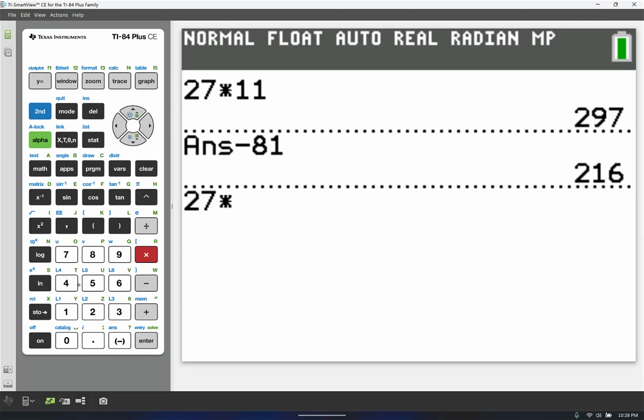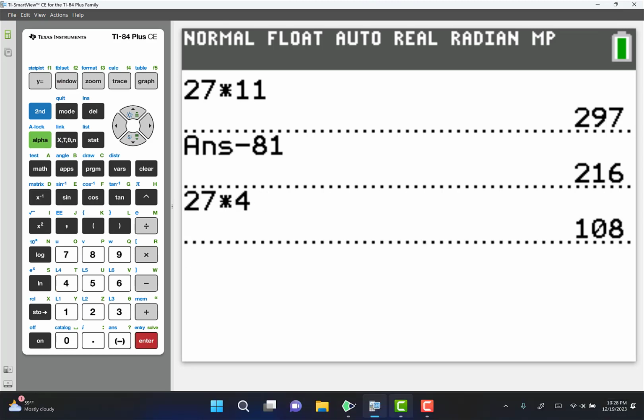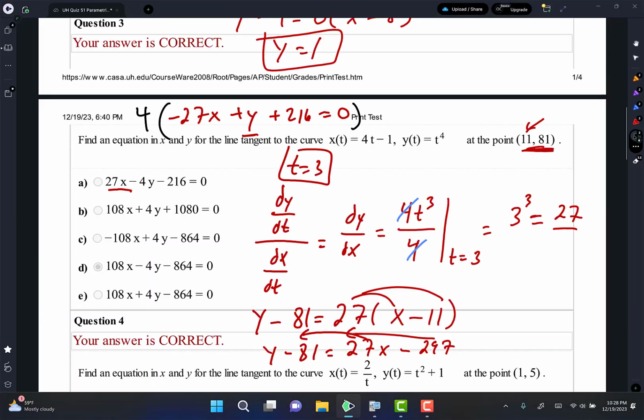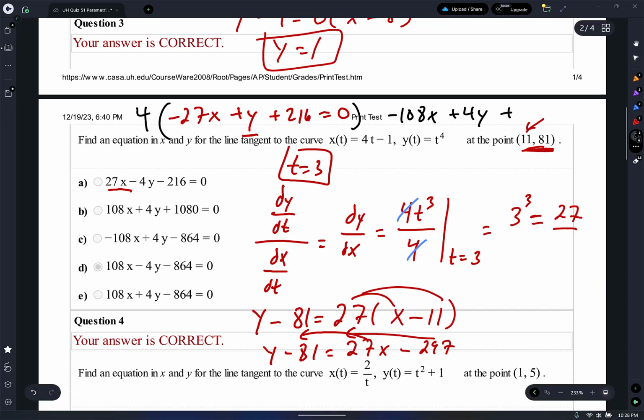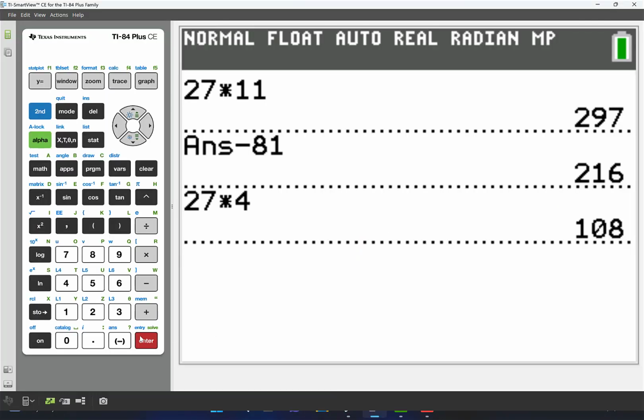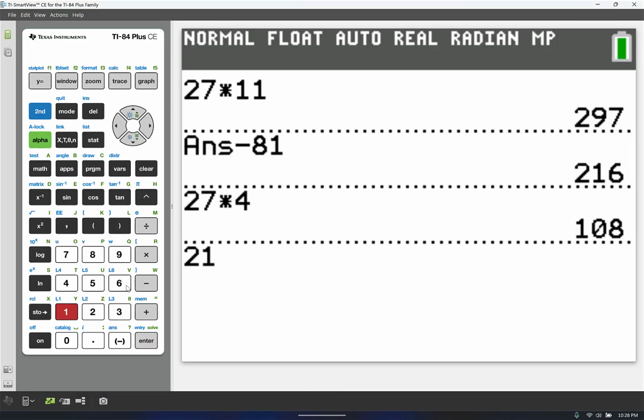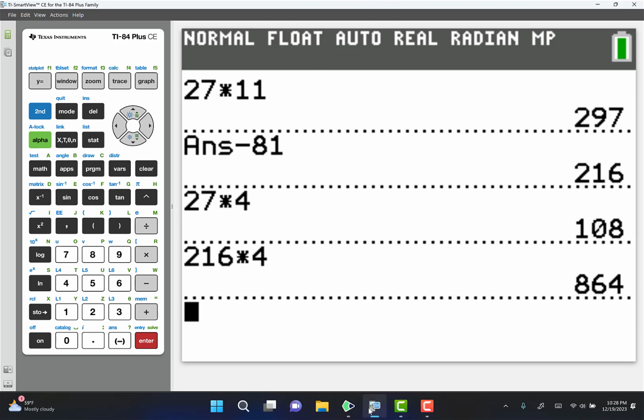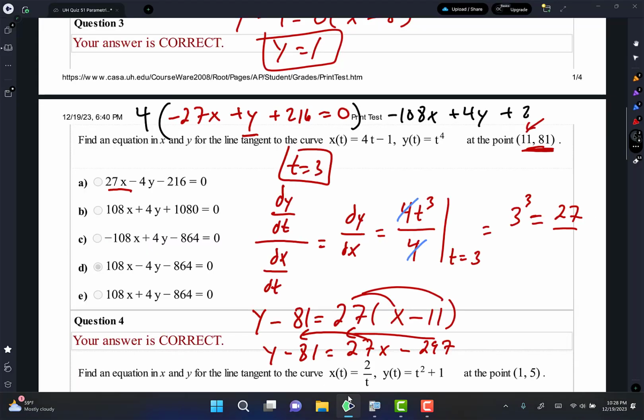So when I multiply everything by 4, here's what we're going to get. 27 times 4, 108. So negative 108x plus 4y plus, and then I'm going to multiply 216 times 4. And I know some of you can just do it real quick, right? 216 plus 216 plus 216 plus 216, 864. So plus 864. All that equals 0.